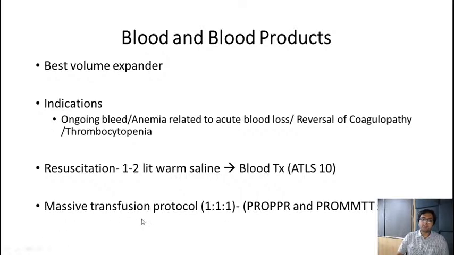And the massive transfusion protocol indicates that the ratio of the various components of blood, which include FFP, platelet and PRBC, should be 1:1:1, which has been supported by the PROPPR and PROMMTT studies, that this ratio has the maximum advantage with reduced 6-hour and 30-day mortality as compared to a ratio of 1:1:2 of FFP, platelet and PRBC.